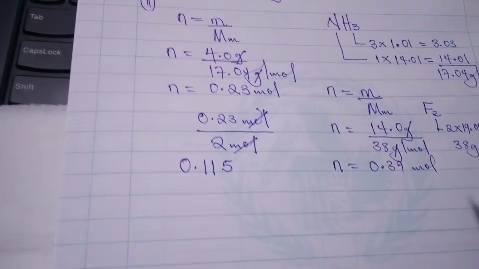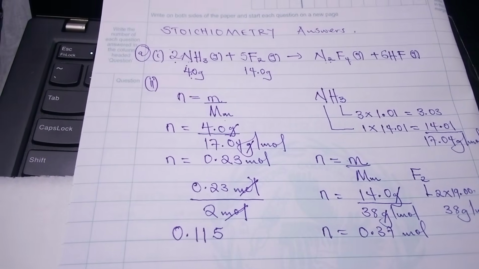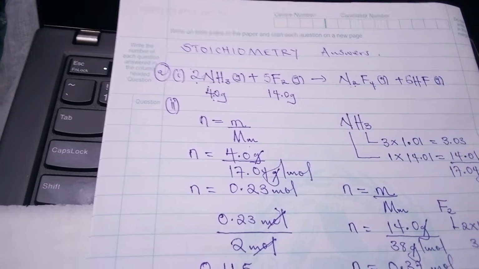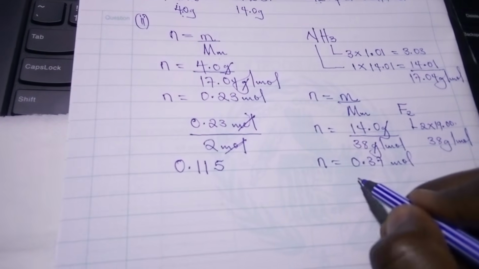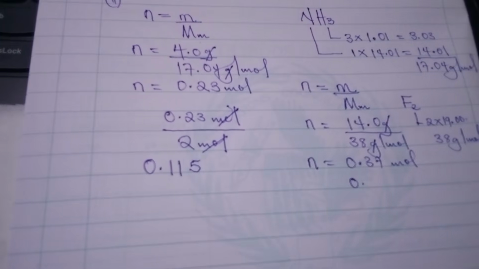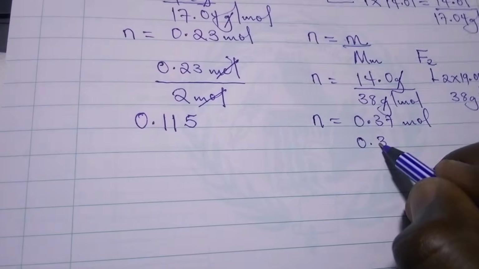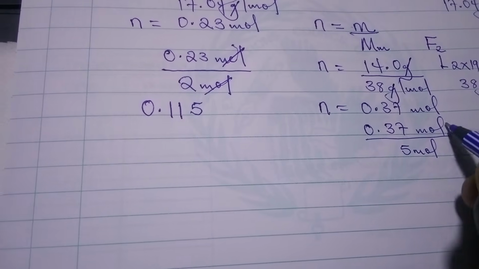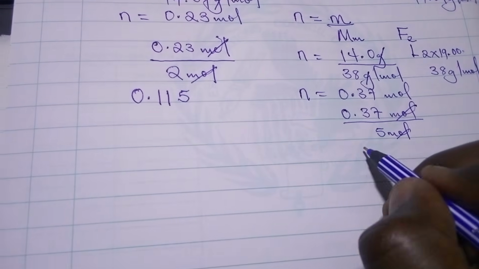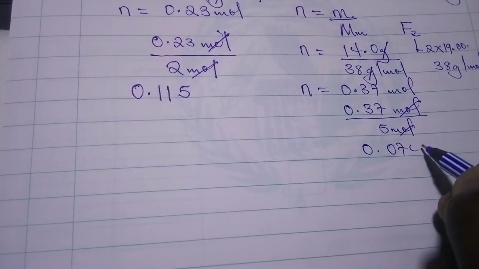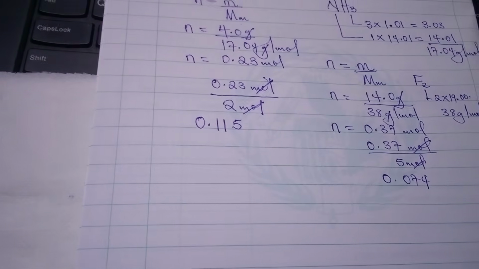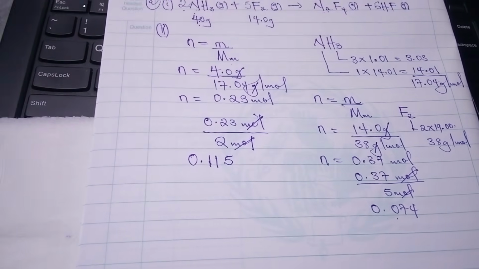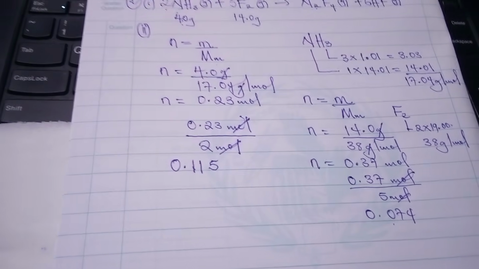You are going to obtain the number of moles to be 0.37 moles. Like I said, every time you calculate the number of moles, divide by its mole ratio, the number found in front of fluorine, which is 5. So you divide 0.37 moles by 5 moles, you cancel, and you obtain 0.074. After finding these two values, you are going to compare them, and the value that is smaller, you are going to consider as the limiting reagent.